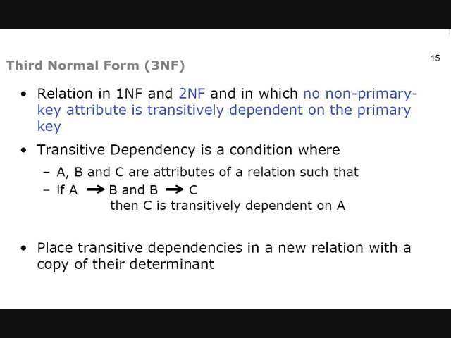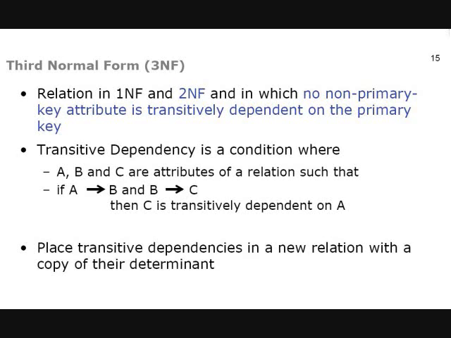Now, as I said, every normal form depends on the previous one. So for something to be in third normal form, it must be in second normal form. That is the first thing, always. So if I'm looking at whether something is in third normal form, the first question I have to ask is: is it already in second normal form? And then there's an additional question. No non-primary key attribute is transitively dependent on the primary key.